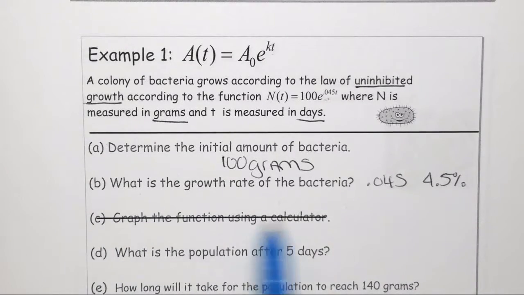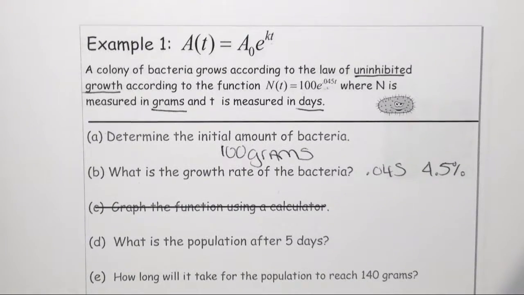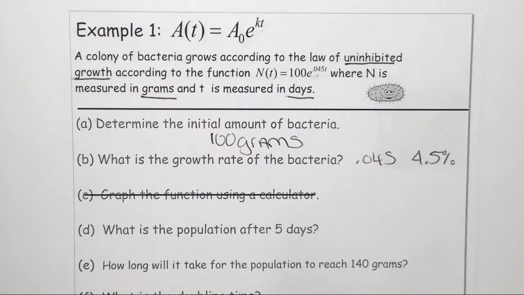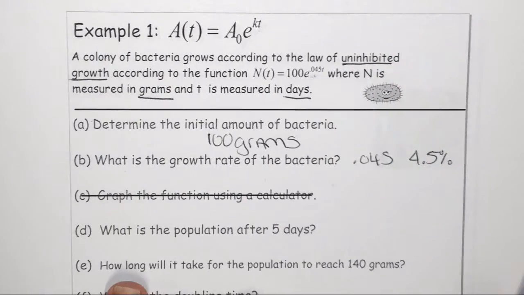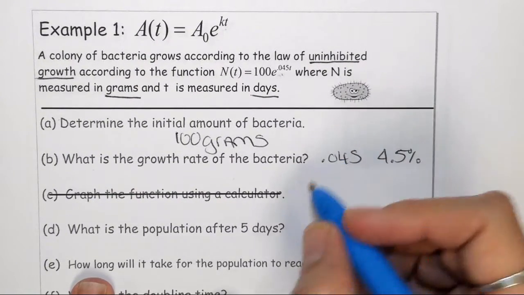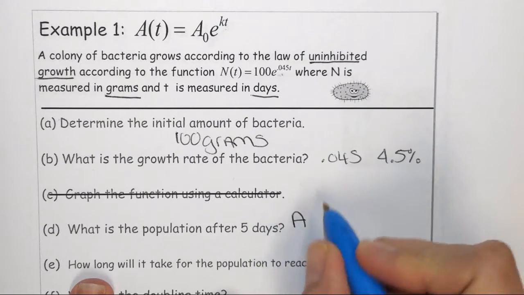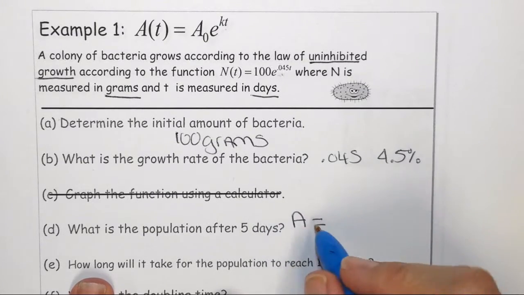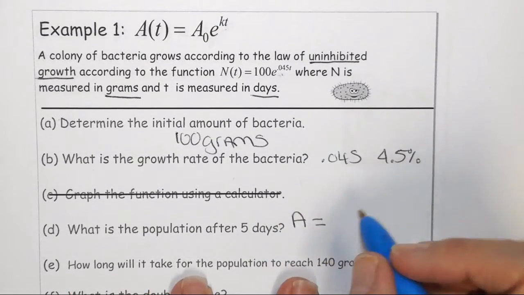All right, go ahead and cross out C. We're not going to graph it in our calculator. D wants me to actually use the formula. It says, what is the population after 5 days? So they want to know, what is A after 5 days? So what did we start with again? What's my A sub 0?